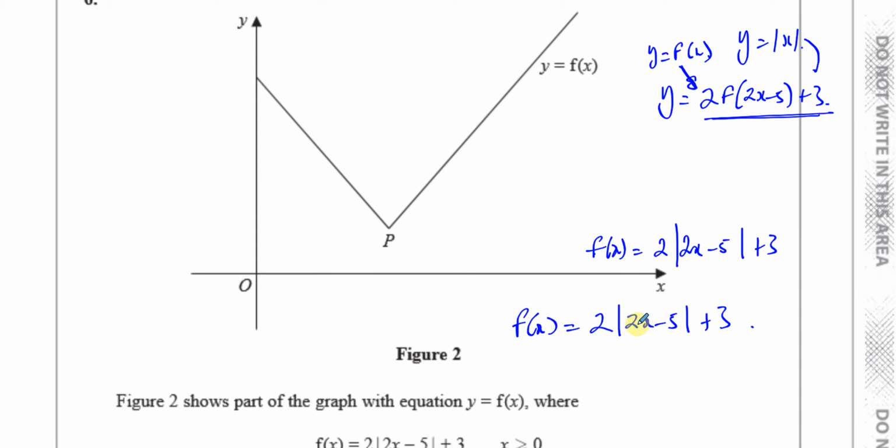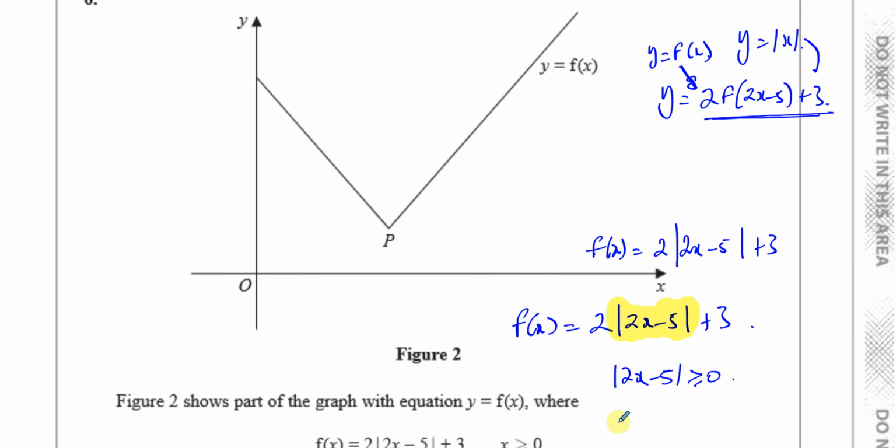In a similar fashion, the modulus part of this expression will always be positive. Once you substitute any value of x in here, the modulus of whatever you find becomes a positive value. Then you multiply that by 2 and add 3. So the modulus of 2x minus 5 is always greater than or equal to 0, because if it's negative, it becomes positive.